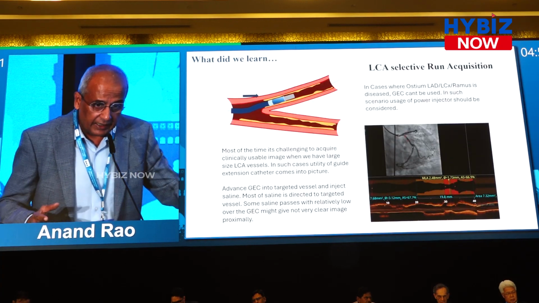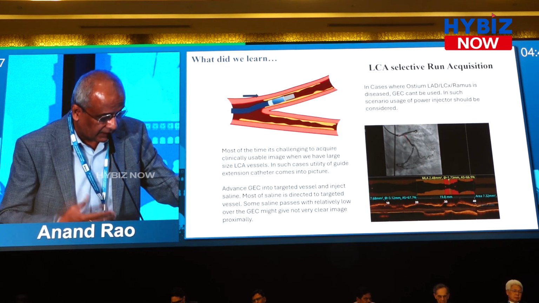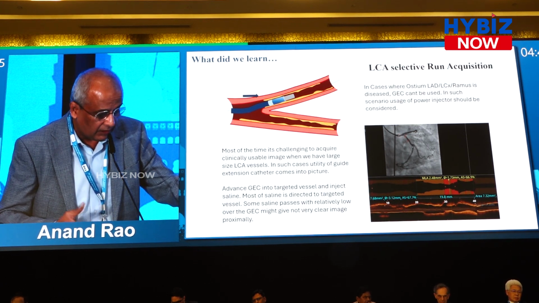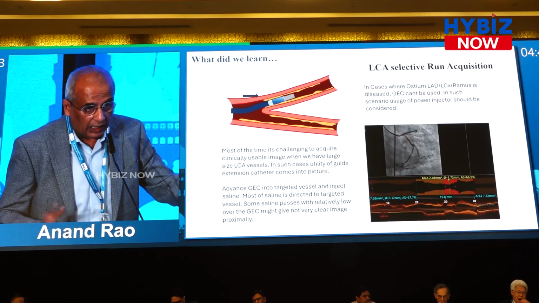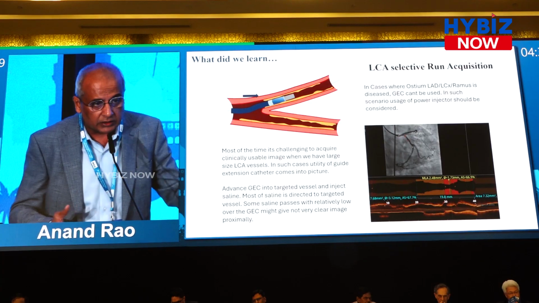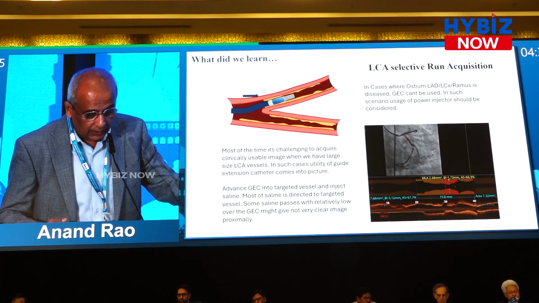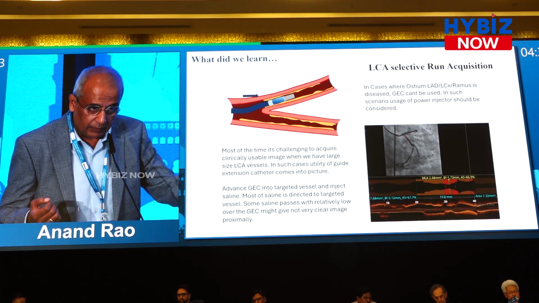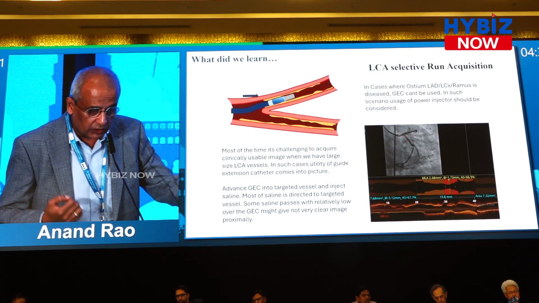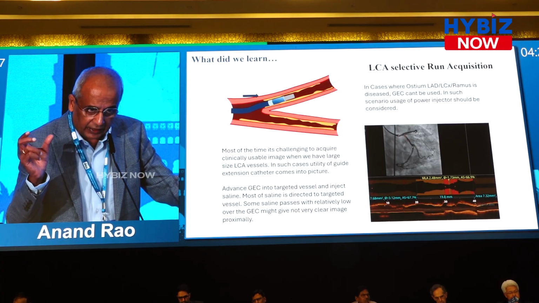The left side is in trouble. We are trying to modify it, and we are trying to learn more, especially when you have a dominant circumflex and you want to image an LAD. It's practically impossible to get good pictures because over 50% of the saline goes into the circumflex. So there are modifications. For example, we put a mother and child guide, use a guide extension, and go into the LAD and image the area of interest, not very long runs, just the area of interest.